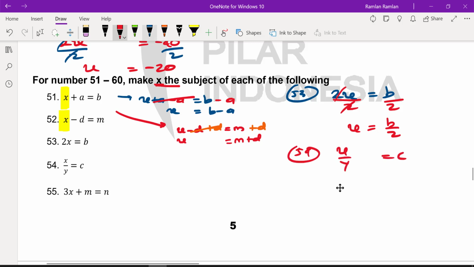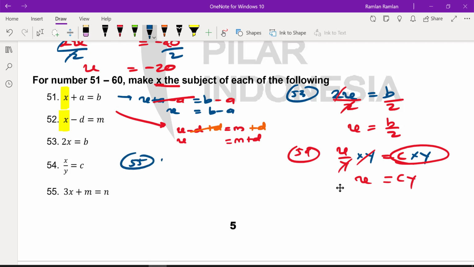Number 54 is the same thing, x over y equals c. I need to get rid of the y by multiplying by y, because again, this is division, so you need to multiply. The opposite operation of division is multiplication. So c times y, and then we can cancel this, and it leaves us with the x on the left side of the equal sign, and c times y is just cy.